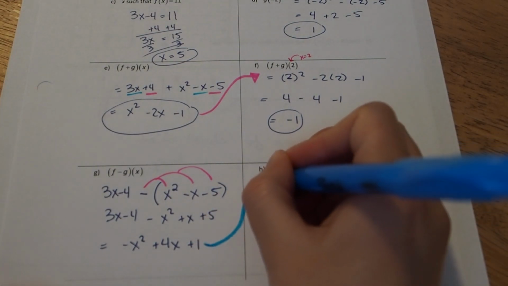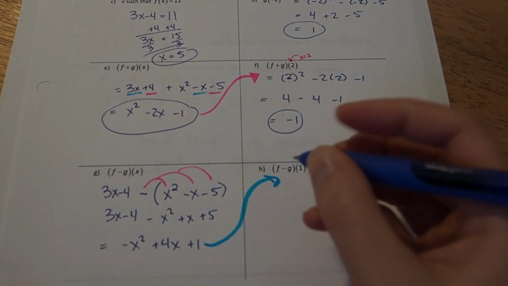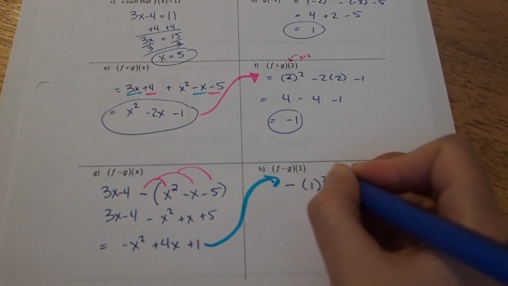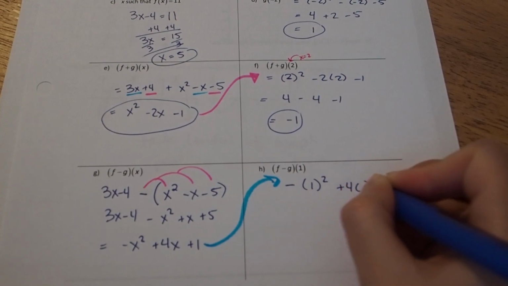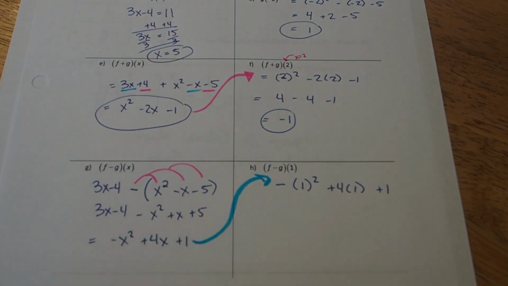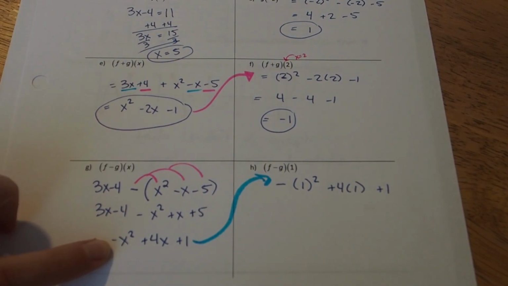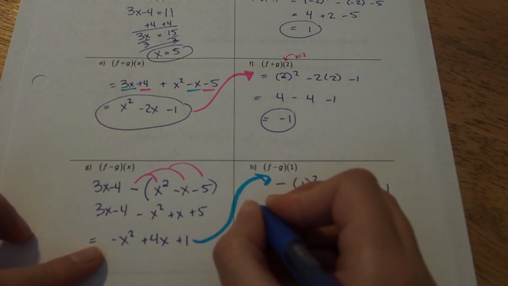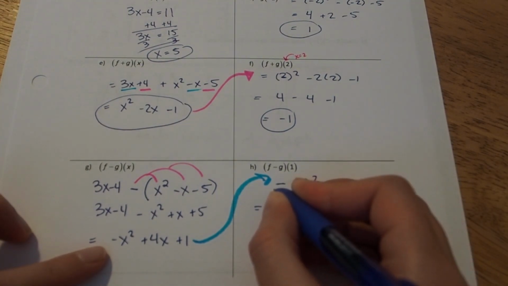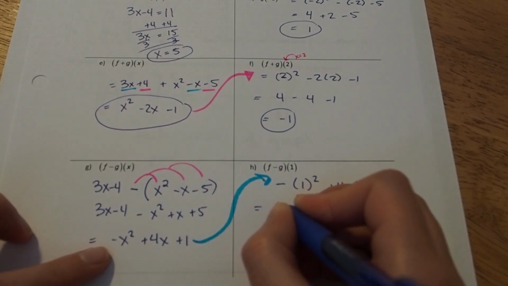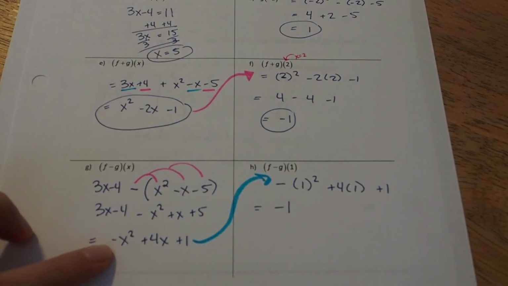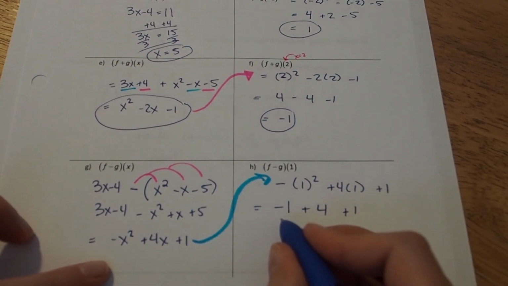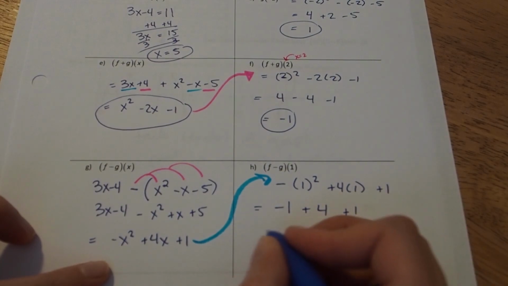So now when I want to find f minus g of 1, we plug 1 into the function. So negative x squared becomes negative 1 squared, plus 4 times 1, plus 1. Keep in mind that this negative is in front of x squared, meaning you do x squared first, then apply the negative. So that negative is not being squared with the x value. It's the negative of x squared. So 1 squared is 1, that's going to stay as a negative 1, the negative of x squared. Then you'll have plus 4 times 1 is 4, plus 1. Negative 1 plus 4 is 3, plus 1 is 4.